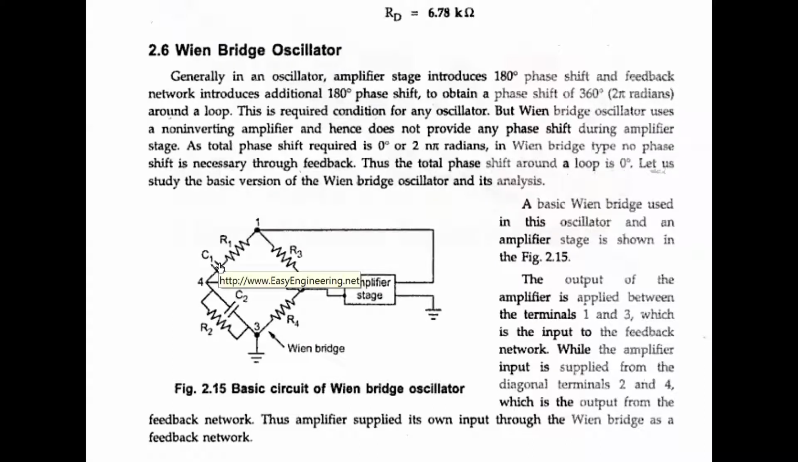Infinite impedance means open circuit or no connection. So for very low frequencies, the signal will not come. See what we are doing here: the output we are connecting here, and the input to the amplifier we are taking from this point. So for very low frequencies, the signal will not reach here.